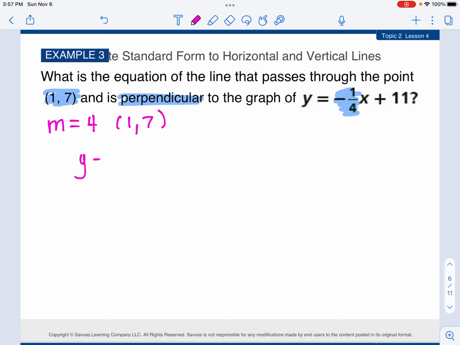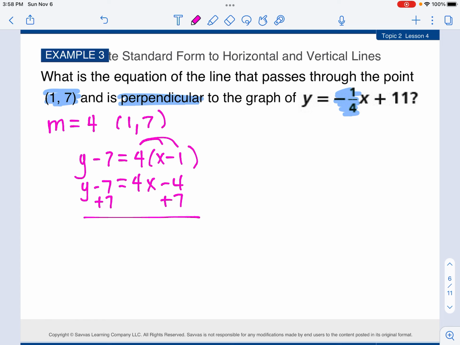So starting in point-slope form, y minus 7 is going to equal 4 times (x minus 1). To write the equation in slope-intercept form, we'll distribute: 4 times x is 4x, 4 times negative 1 is negative 4. We'll bring down the y minus 7, adding 7 to negative 4. y is going to equal 4x plus 3 as our equation written in slope-intercept form.